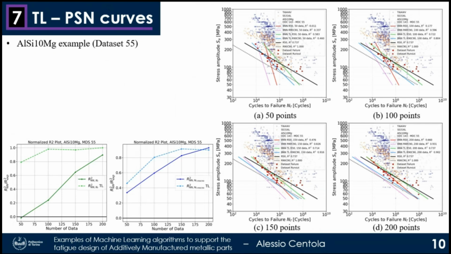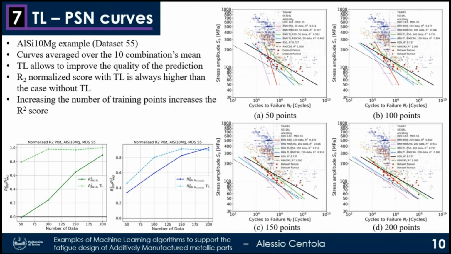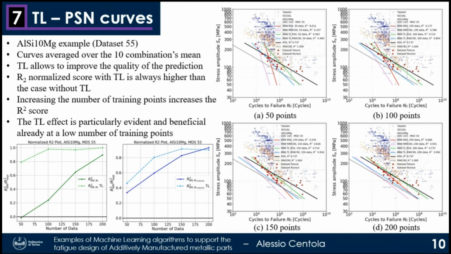So as the previous network, we are selecting a network that is trained on the stainless steel and titanium. And the curves are averaged over the 10 combinations. We can see that transfer learning allows to improve the quality of the prediction because the R2 normalized score with transfer learning is always above the case without transfer learning. And as we can see, but this is quite expected, the score increases with the number of training points. But most importantly, the transfer learning case is particularly effective when we have a low amount of training data points. And this is what we want to achieve because already 50 experimental points are quite a lot in some cases.